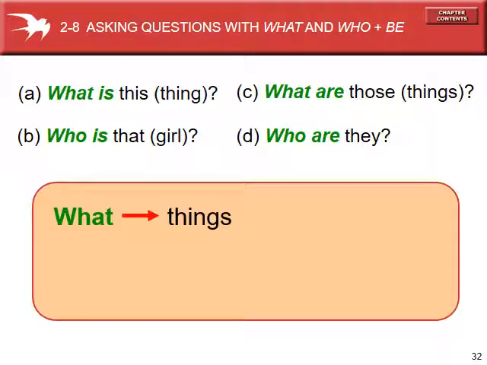So we know that what is going to be used when we're talking about things. And in general, when we talk about things, we're talking about things that are not human. So even though sometimes with dogs or cats, sometimes you treat them as part of your family, generally when we're referring to animals, we use what. And we use who just for people.